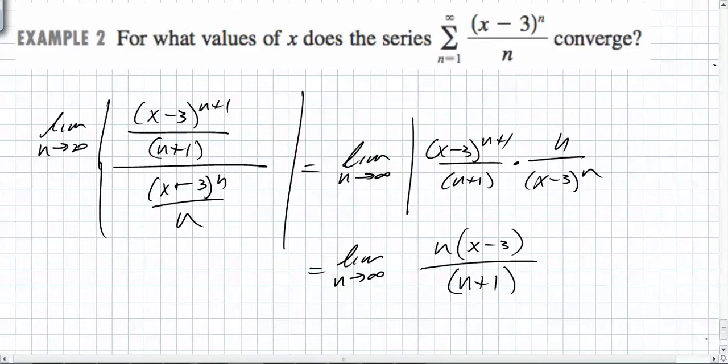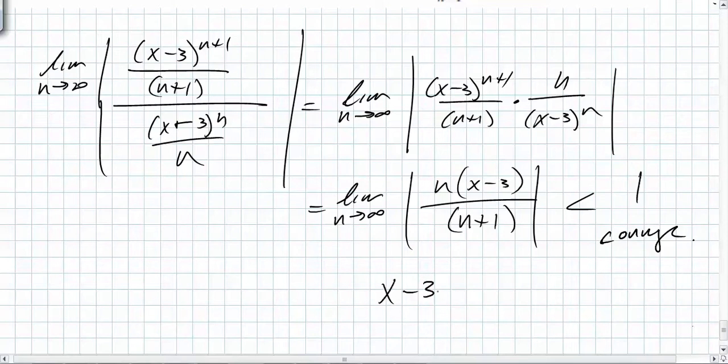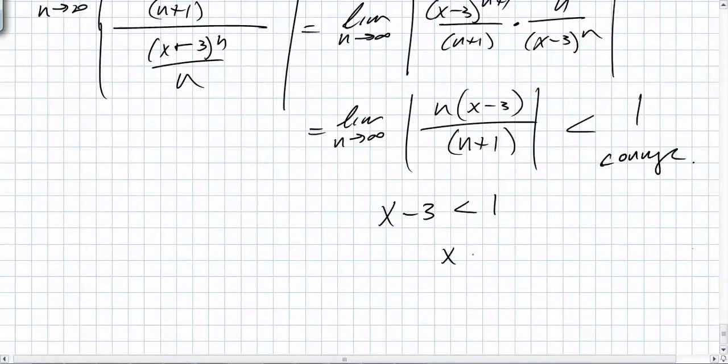So we ask ourselves, and again, this is absolute value. Okay, so now how do we go about thinking about this? What's the top? If we wanted this to be less than 1, it will converge. X has to be less than 1. Close. X minus 3 has to be what? Less than what? 1. So x has to be less than 4.